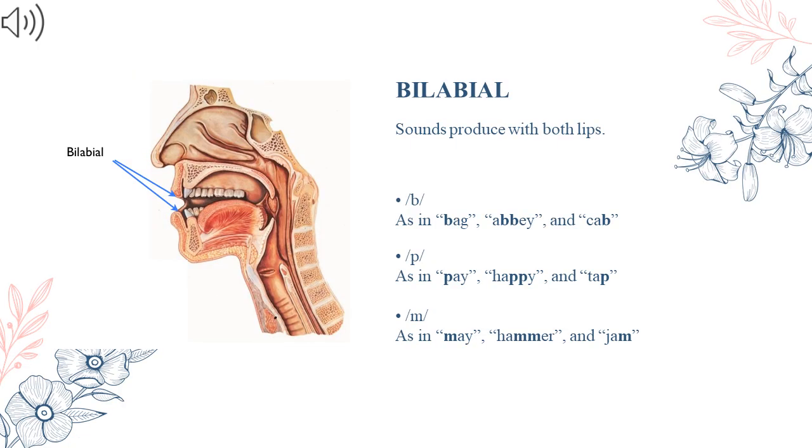The first one is bilabial. It's both lips coming together and creating a sound. The sounds that are created with both lips are b, as in baby, cab. P, as in pay, happy, tap. And m, as in may, hammer, jam.